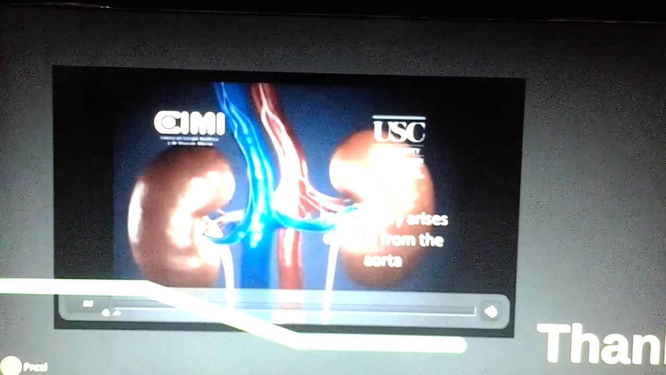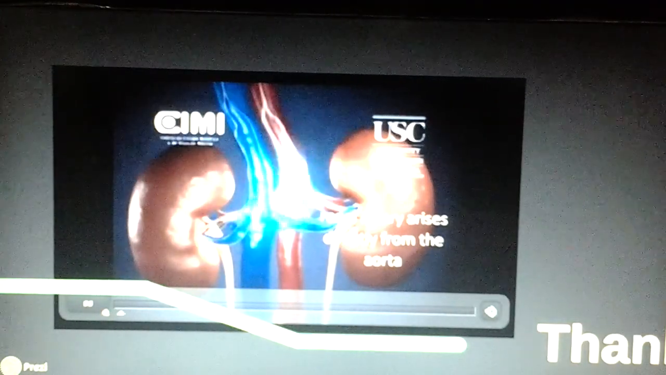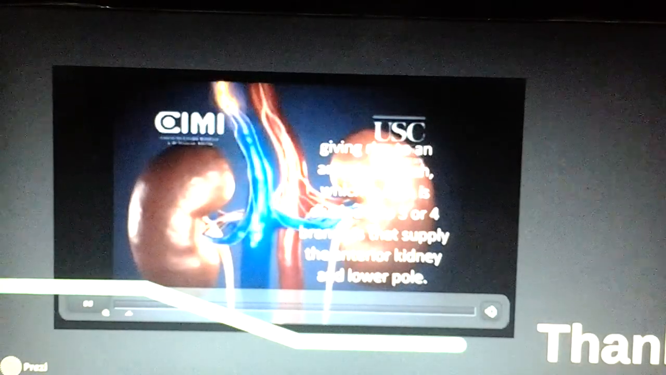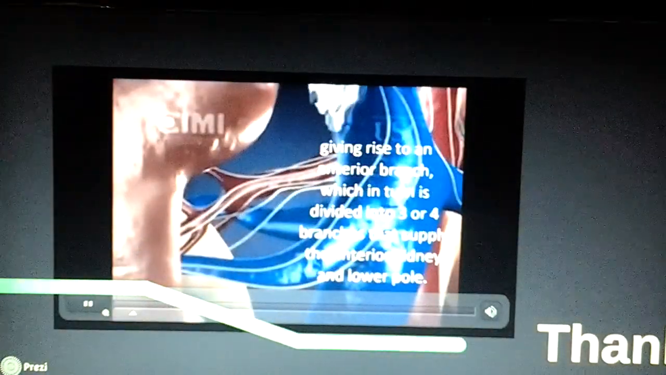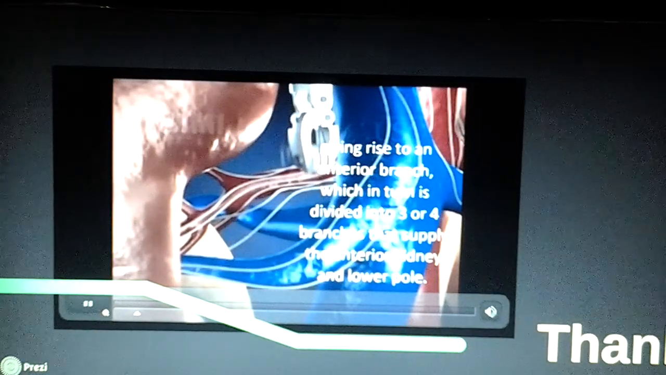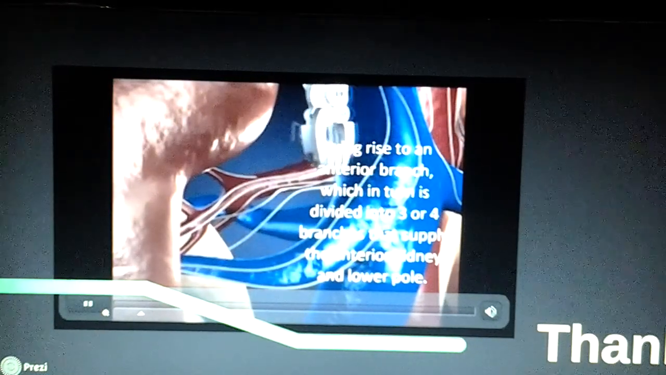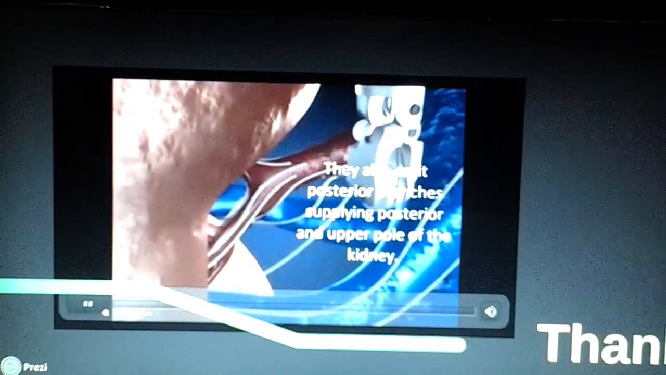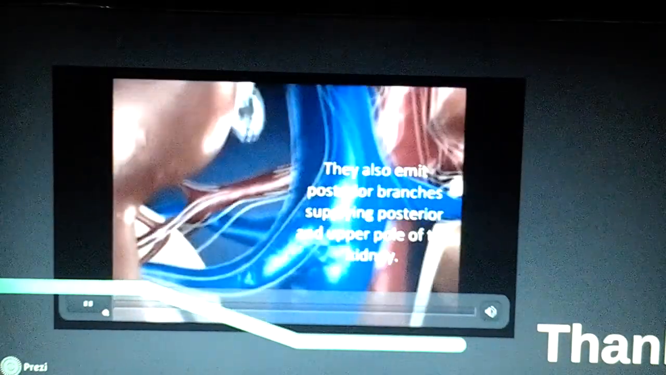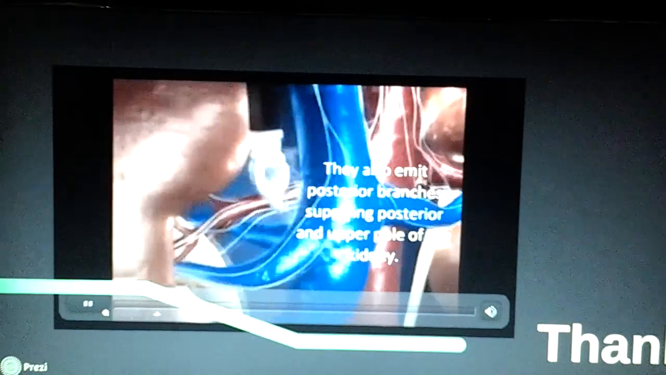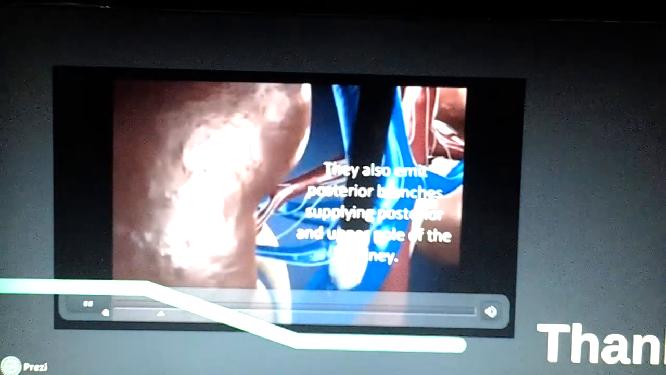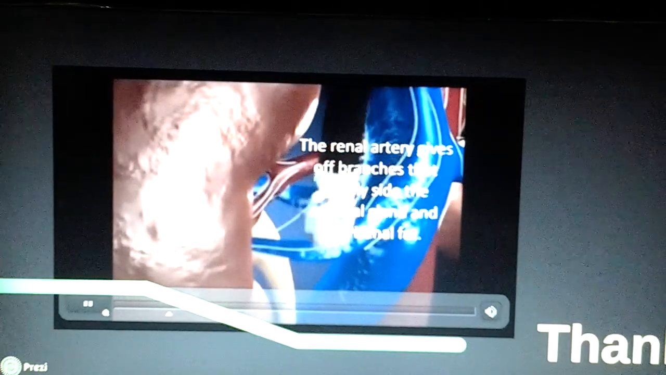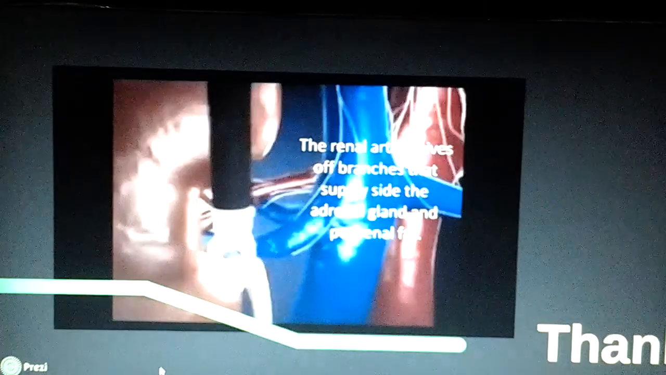The renal artery arises directly from the aorta, giving rise to an anterior branch, which in turn is divided into 3 or 4 branches that supply the anterior face and lower pole. There are also unique posterior branches supplying the posterior face and upper pole of the kidney. The renal artery also gives off branches that supply the adrenal gland and perirenal fat.